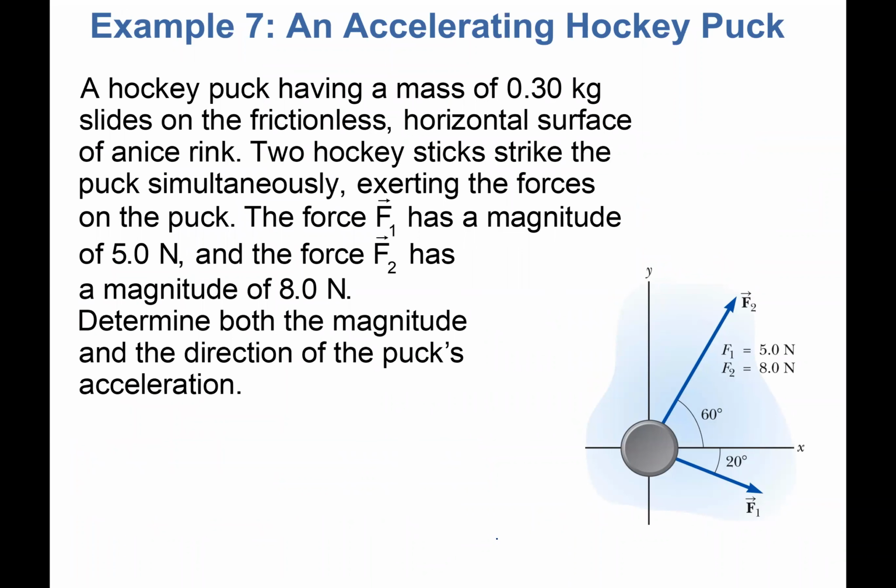All right, so let's look at an example, very similar to one. A hockey puck having a mass of 0.3 kilogram slides on the frictionless horizontal surface of an ice rink. 2 hockey sticks strike the puck simultaneously, exerting forces on the puck. The force F1, given in the diagram, has a magnitude of 5 newtons, and F2 has a magnitude of 8 newtons. Determine the magnitude and direction of the puck's acceleration.